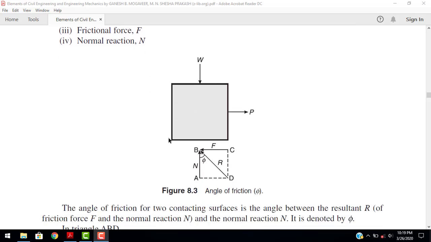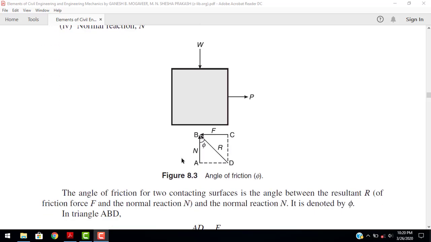So here we have considered a block of self weight W and a force P is applied towards the right direction, which tends to move the block towards the right. With respect to this, an opposite frictional force will be developed at the contact surface and a normal reaction will be developed in the vertically upward direction. As I said earlier, R represents the resultant force due to the frictional force and the normal reaction.